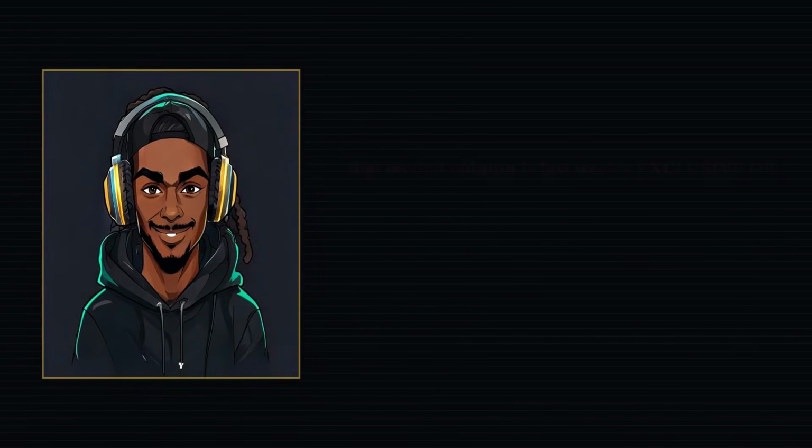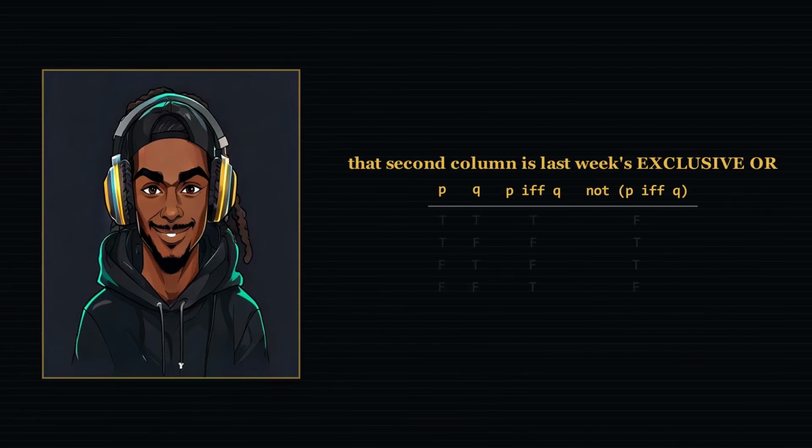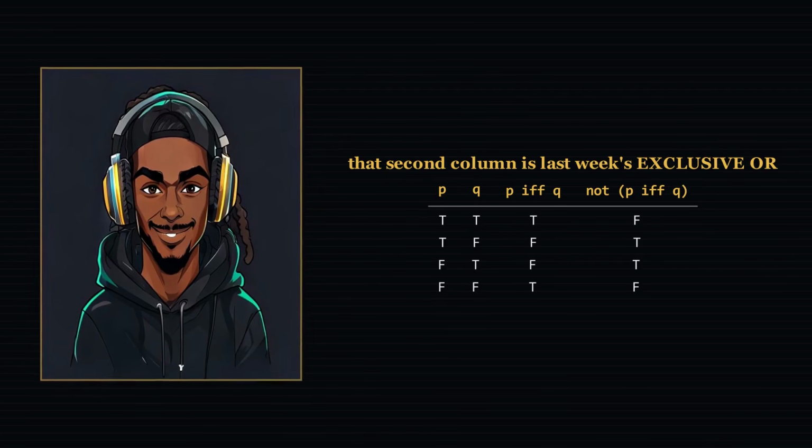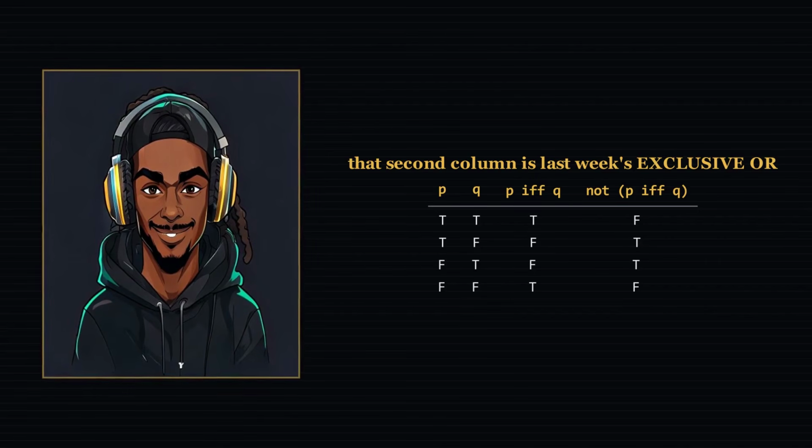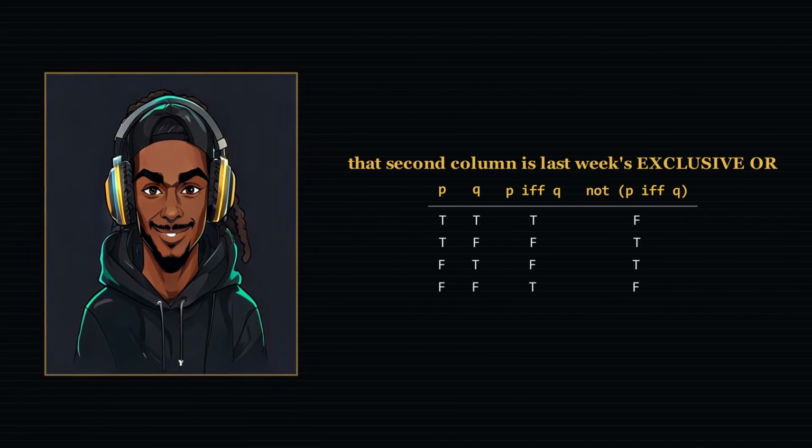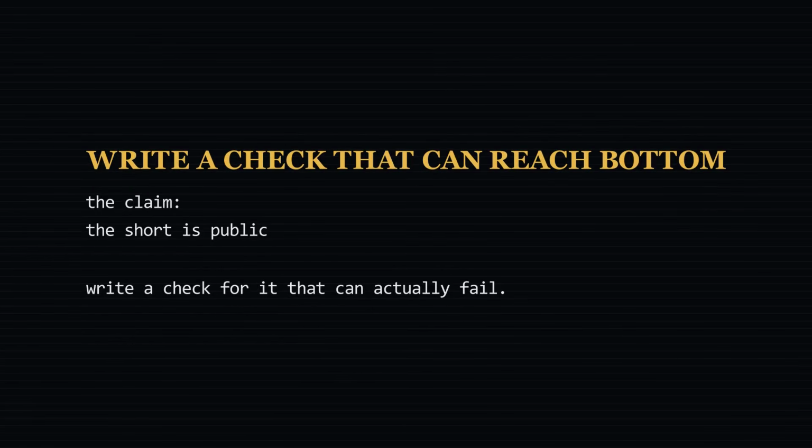Negate equality and you get true only when the values differ. True, false, and false, true. That is last week's exclusive or. Not P if and only if Q is exactly the same table as exclusive or. Two weeks, two roots, one table. Last, write a check for the claim the short is public that can actually reach bottom. Pause here.